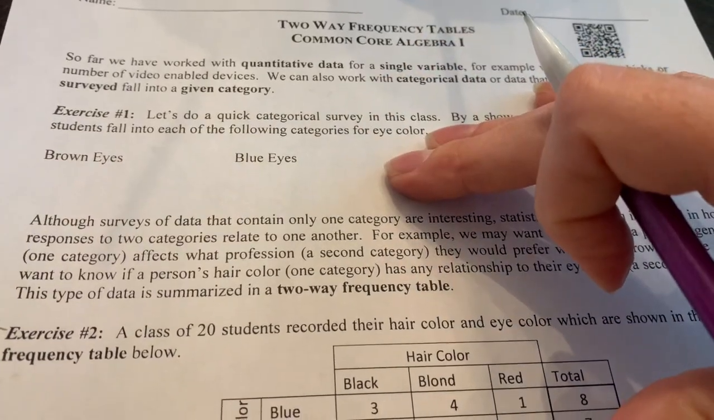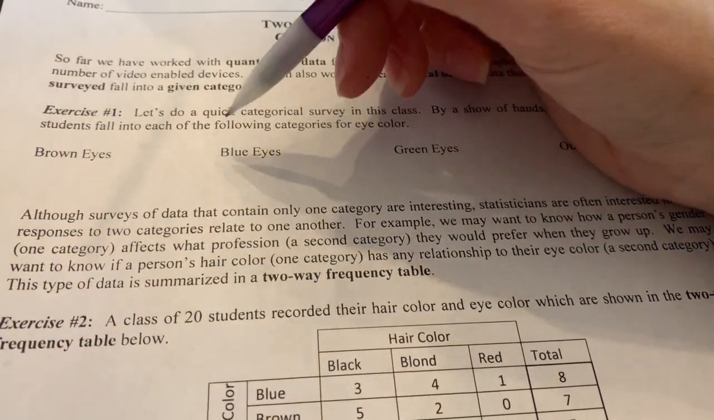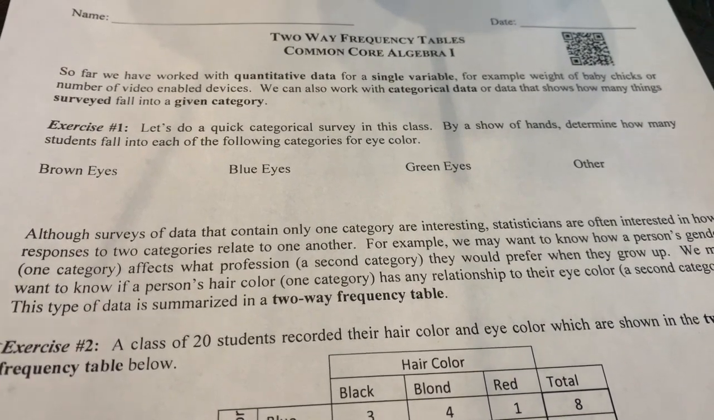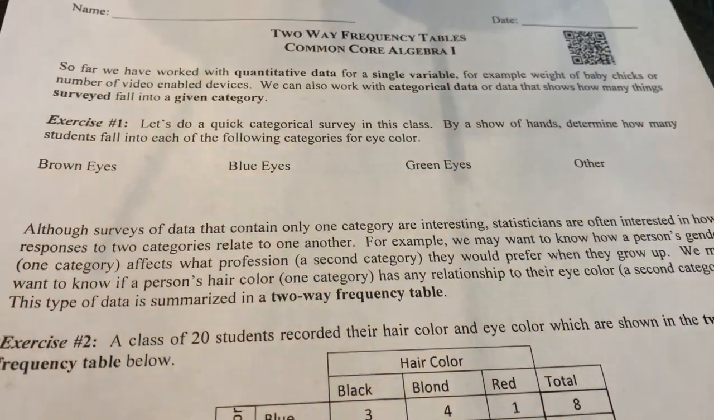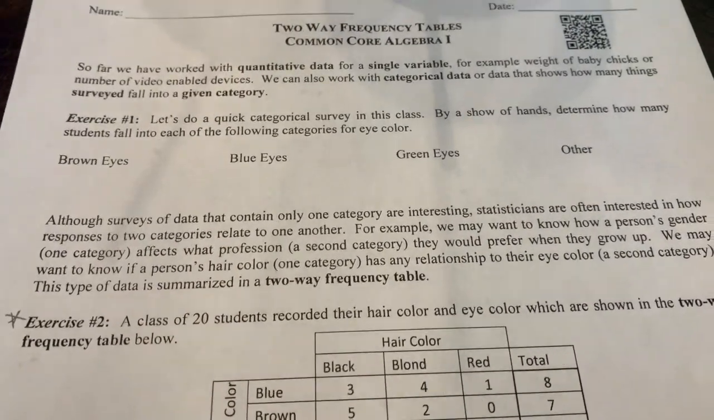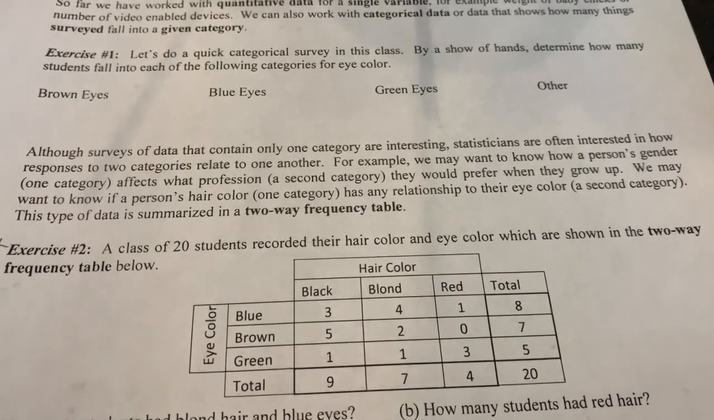So if we were in class, we would do this together. We would be surveying a category of what color eyes we all have, right? So brown eyes, blue eyes, green eyes, other. So all those surveys of data that contain only one category are interesting.